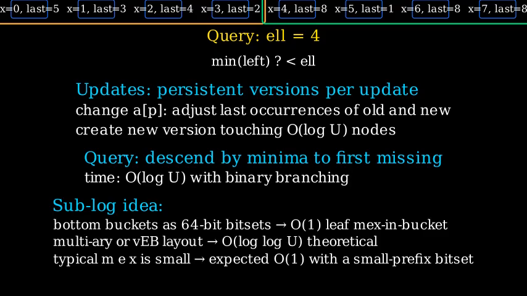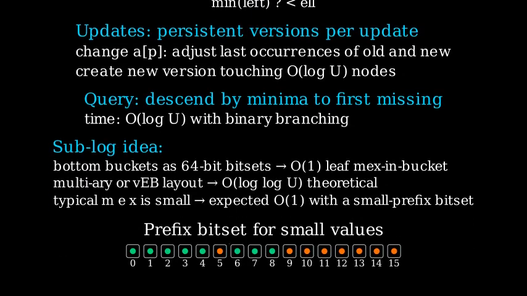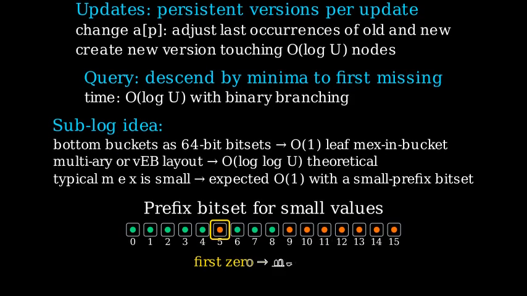A practical acceleration is to store a small prefix bit set for values from 0 to B minus 1 on each relevant node. When the union bit set in the query range is full, the MEX exceeds B, and we jump to the tree search among higher values. Otherwise, we find the missing bit in O of 1.